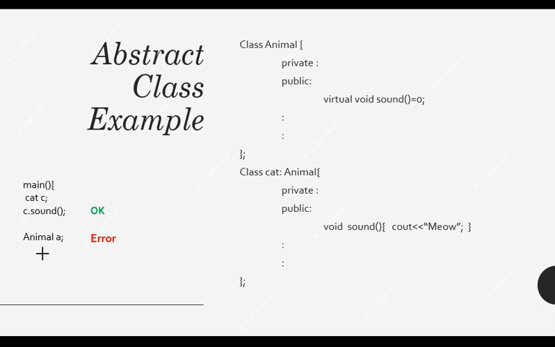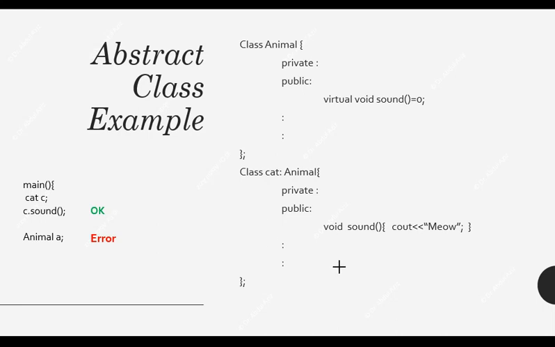Why is it an abstract class? Because it contains an abstract method. This is an abstract method, a method that is only declared and not defined. And because it's a pure virtual function, it is mandatory for any class that derives from class animal to override this particular sound function, this pure virtual function, so that the object of the derived class can be created.